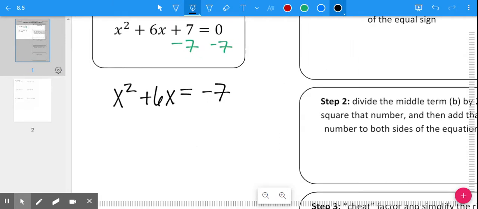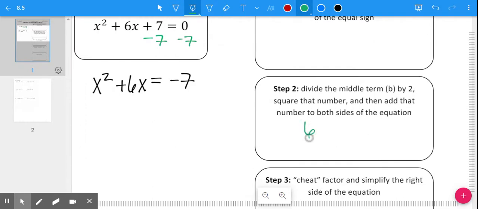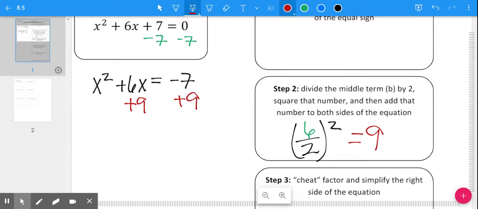Then it says step 2, divide the middle term b by 2, square that number, and then add it to both sides of the equation. So your b value is 6. What we're going to do to that b value is divide it by 2 and then square it. So 6 divided by 2 is 3. 3 squared is 9. So we're going to add 9 to this side of the equation and to this side of the equation because you must keep your equations balanced.